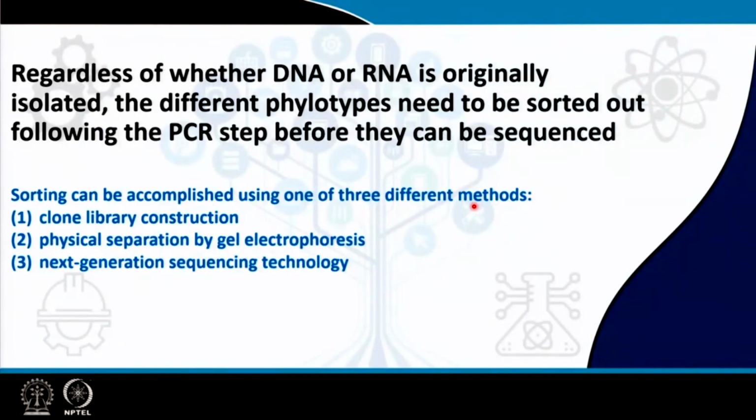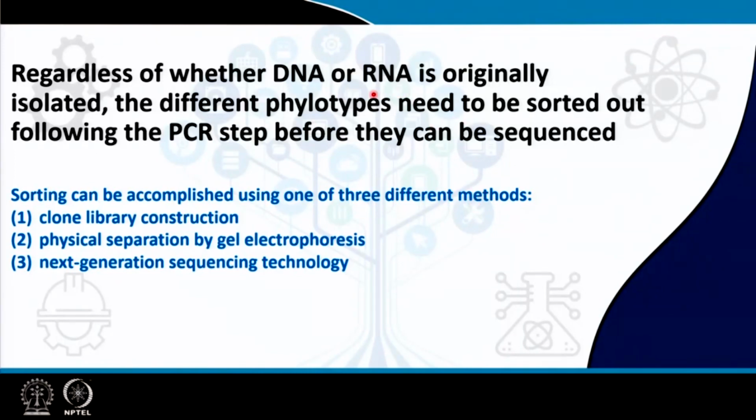Now, regardless of whether DNA or RNA is extracted, the different phylotypes need to be sorted out. As I mentioned, in an environment that we are working on, there could be 1000 species, that means 1000 phylotypes. When I extract the DNA, all the DNA is together. If I amplify the 16S of all 1000 phylotypes or species together, they are mixed, and so I cannot identify them individually unless we segregate them.